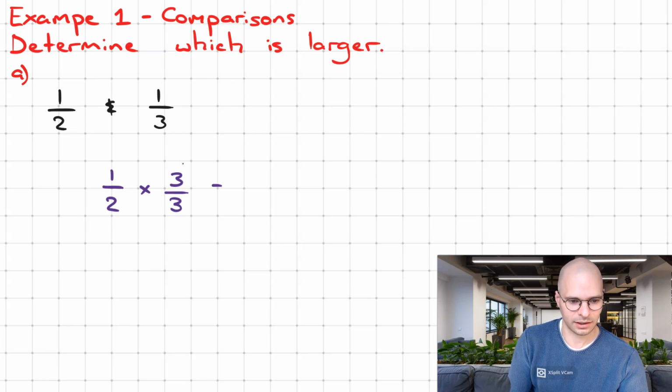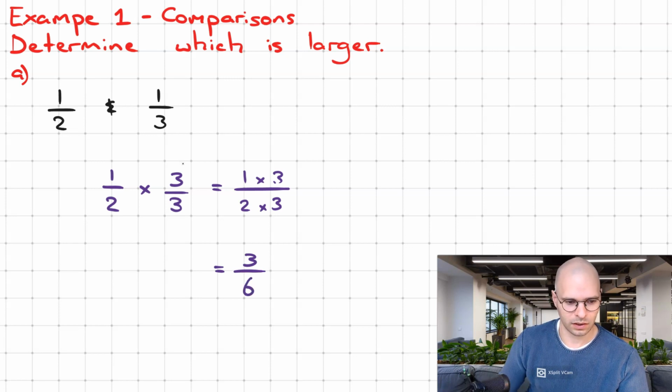Next, I actually compute. So I draw a long vinculum. I gather my numerators, 1 and 3, and they multiply together. I gather my denominators, 2 and 3, and they multiply together. Next, I actually multiply. 1 times 3 is 3. 2 times 3 is 6. So 1 over 2 is the same as saying 3 over 6. This is the first step.